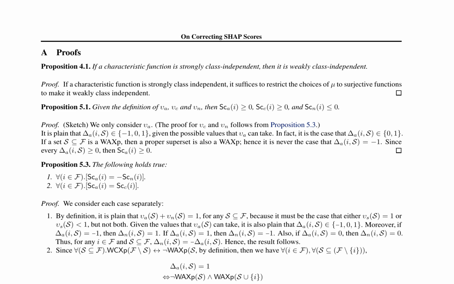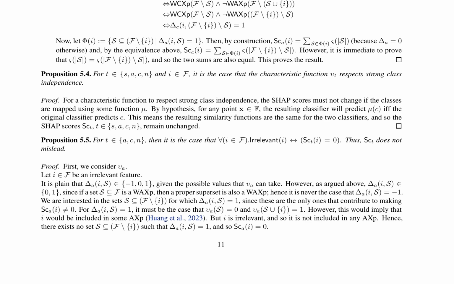Here is the combined summary. Correcting SHAP scores involves analyzing the characteristic functions υA, υC, and υN, which are used to compute SHAP scores SCA, SCC, and SCN, respectively. Proposition 4.1 states that a strongly class-independent characteristic function is also weakly class-independent. Proposition 5.1 proves that SCA(I) is greater than or equal to 0, SCC(I) is greater than or equal to 0, and SCN(I) is less than or equal to 0 for all I in F. Proposition 5.3 shows that SCA(I) equals SCN(I) and SCA(I) equals SCC(I) for all I in F.